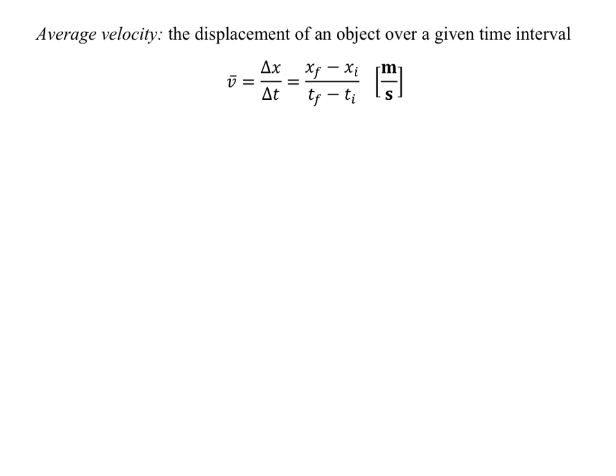Now, what are the units you're seeing here? Meters per second. Okay, meters per second. In physics, you're always going to be measuring displacement and distance with metric system units of meters. Time is always going to be measured in seconds.